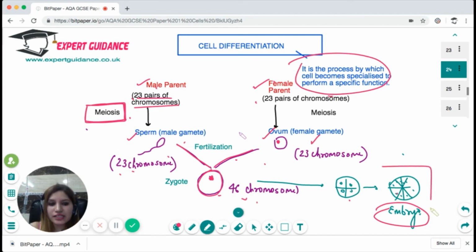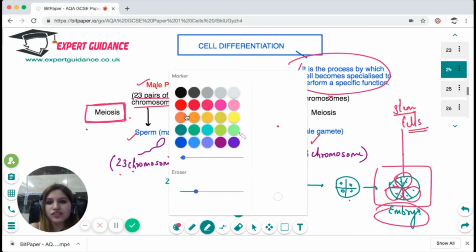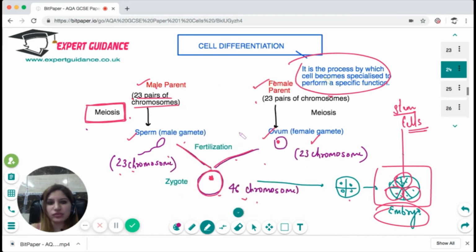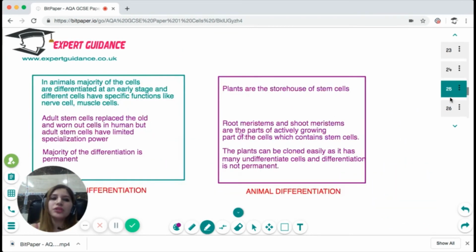Now this embryo, whose cells have not yet specialized, are stem cells. So stem cells are the undifferentiated mass of cells which can differentiate into any cell type. Now after this, what happens is the process of cell specialization, where the cell becomes specialized to perform a specific function. So some part of the cells will get specialized to form the circulatory system, some will specialize to form the digestive system, and will give rise to a whole new organism.